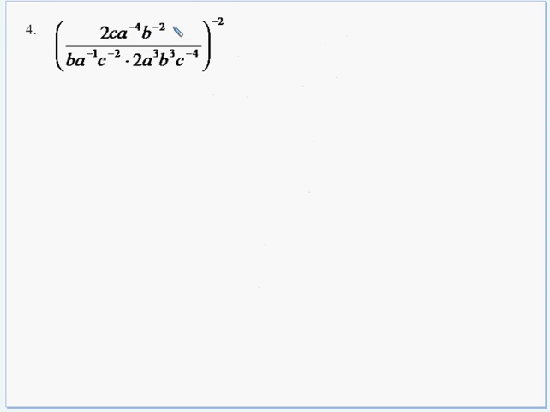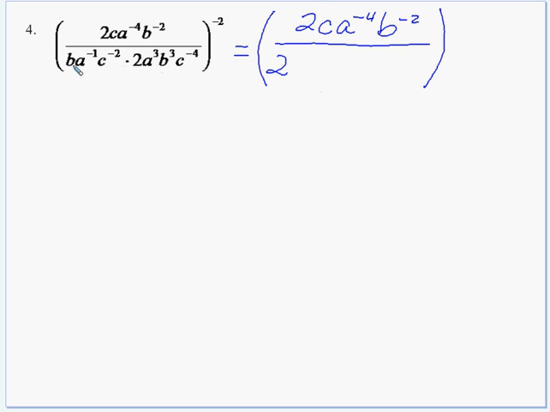Now our next one, we have this huge mess in here. So with order of operations, you want to start inside the parentheses. So what we're going to go ahead and do is clean up this stuff in here. So we're going to have, in our numerator, nothing can be changed yet. So we have 2c a negative 4 b negative 2. And on the bottom, we have this 2 out here.